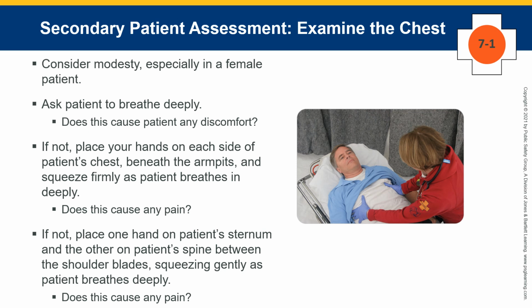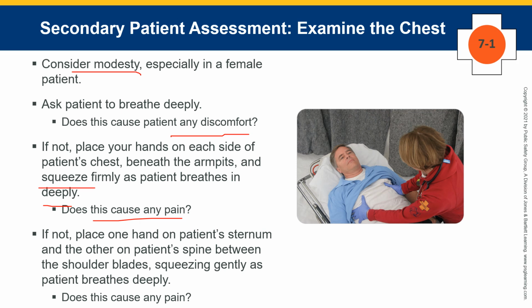As we move to the chest, you may need to consider modesty, especially for our female patients. If you ask them to breathe deeply and they're able to do so without any discomfort, that gives us a clue that the ribs are likely intact. We can place our hands on the side of the patient's chest, understanding that those ribs connected to the sternum, connected to the vertebrae, form a solid circle. So if we squeeze from the sides while they inhale deeply, we can again assess for any pain.